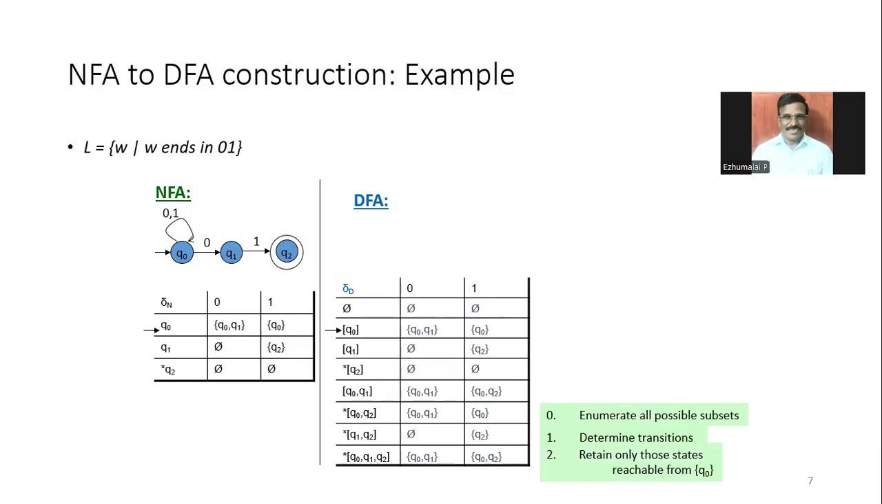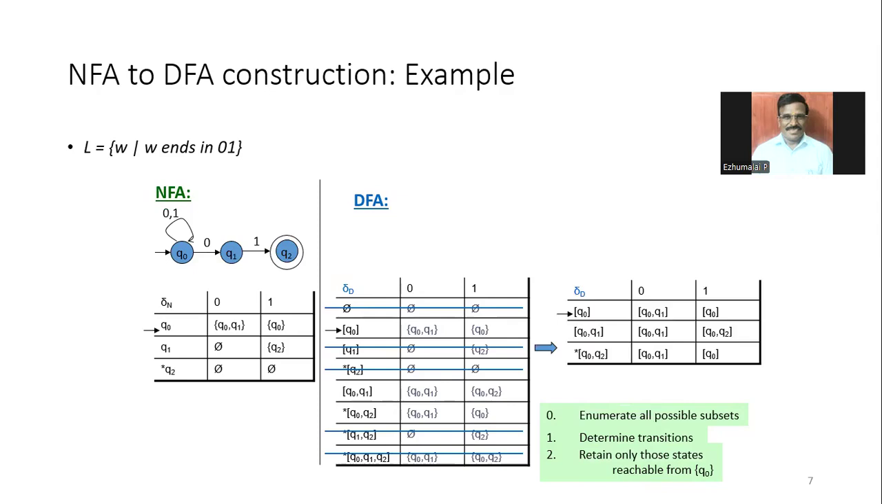Retain only the states reachable from Q0. What are the states reachable from Q0? Q0 is there, and Q0 Q1 is reachable on 0 and 1. Then Q0 Q2 on 0 and 1. The other states are not reachable from the state Q0, so they are all removed. Only the remaining states are kept.